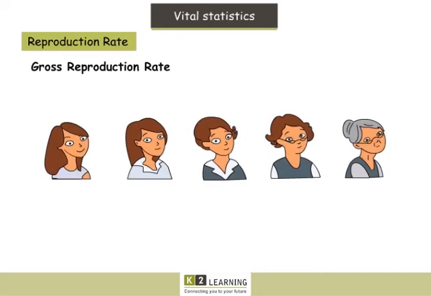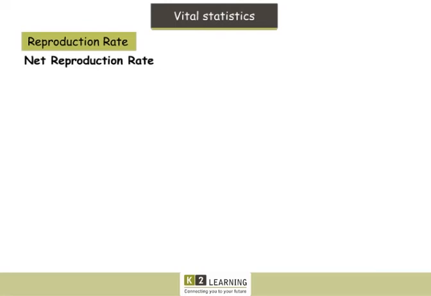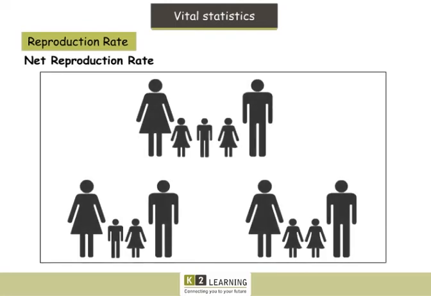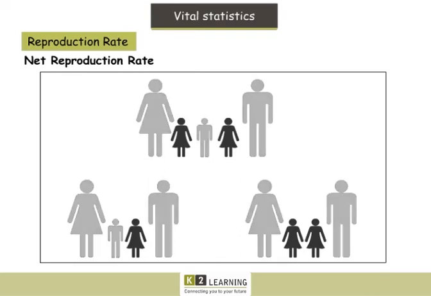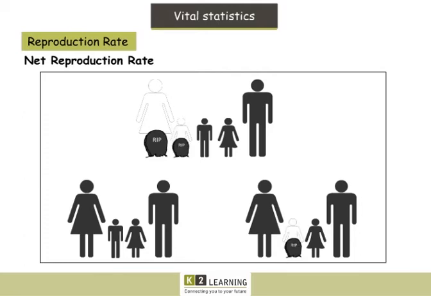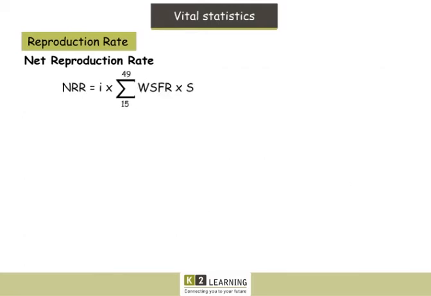Since this method does not consider the current mortality of female children, we consider another measure called the net reproduction rate. The net reproduction ratio is the expected number of daughters per newborn prospective mother who may or may not survive to and through the ages of childbearing. NRR is computed as product of summation of WSFR into magnitude of the age class into survival rate.